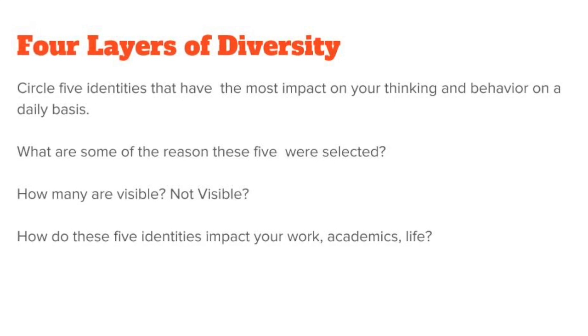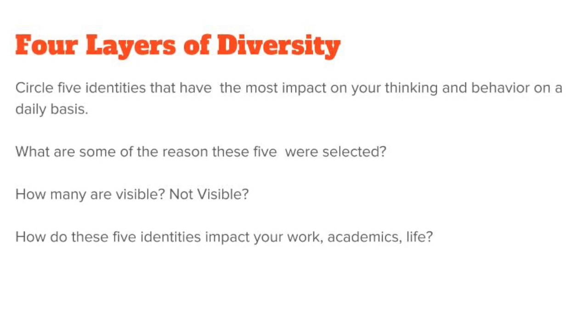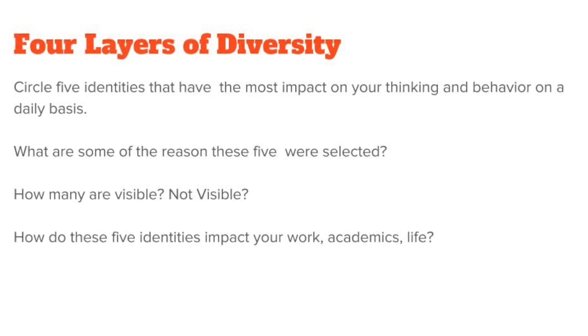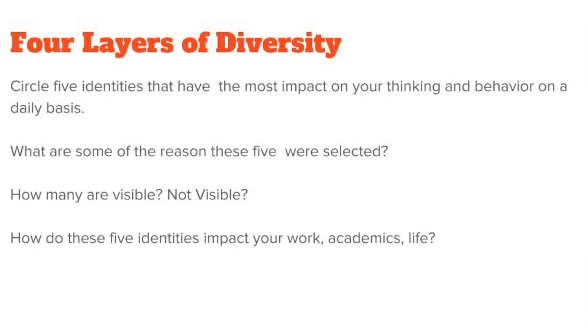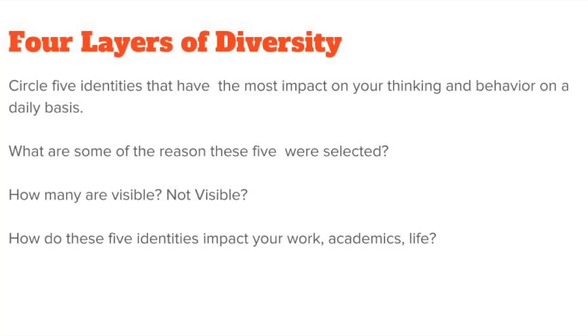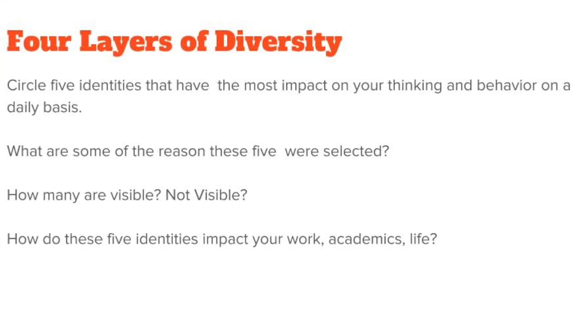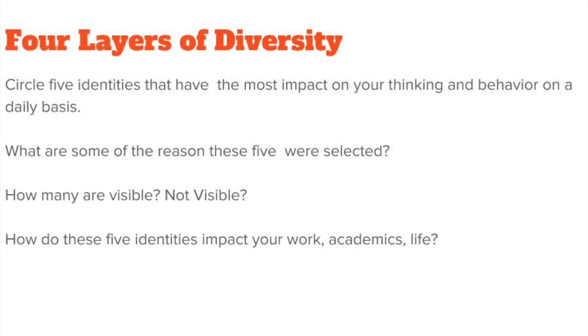Now, here's a very interesting question. When you look at the 5 that you circled, how many are visible? How many could I visibly see based on the 5 that you circled? And then, how many are not visible? This always creates a fascinating conversation, because most of the time when we're talking about our identities and what's so important to us, it is just eye-opening to realize so many times the things that are most important to us are invisible, are things that other people have no idea unless they start a conversation.